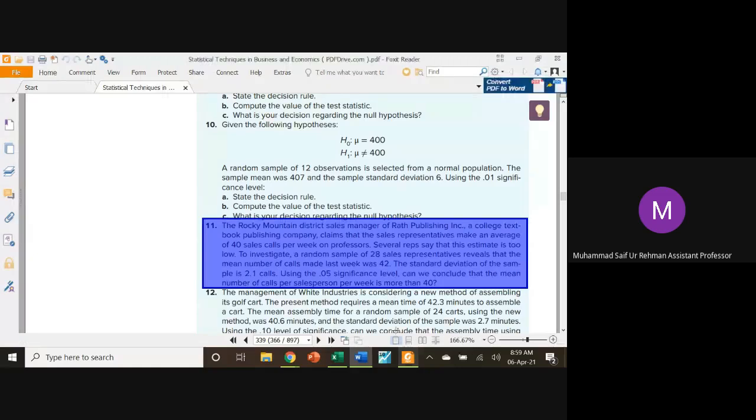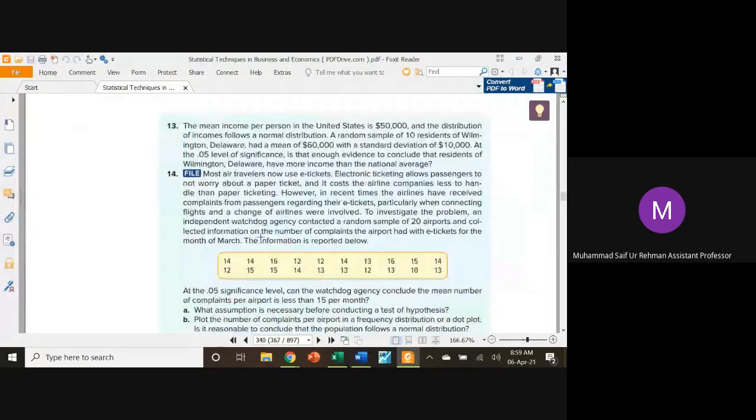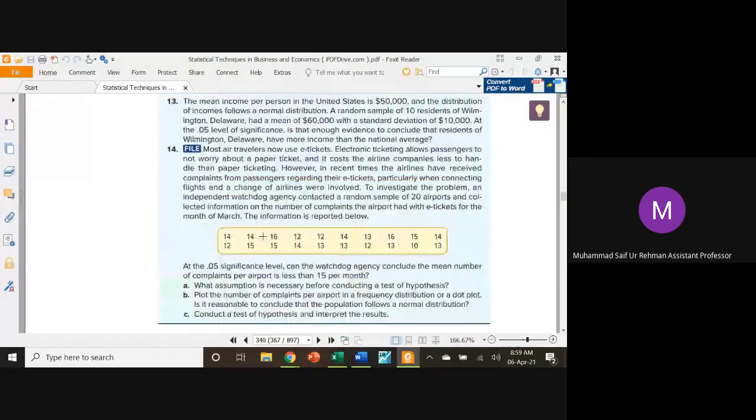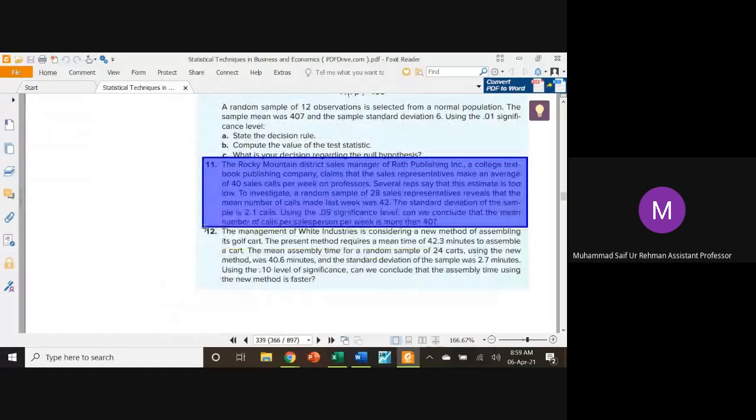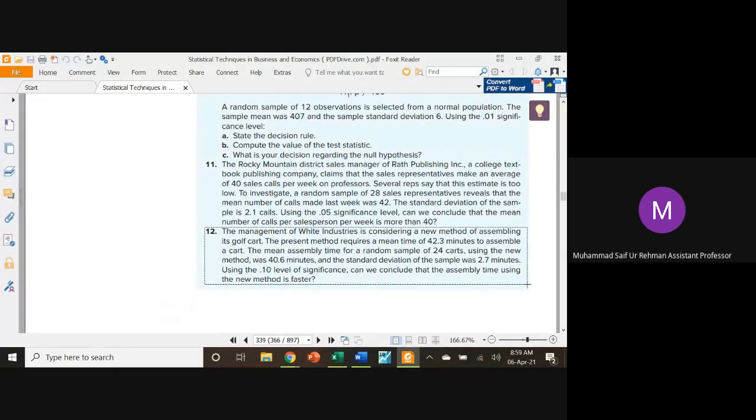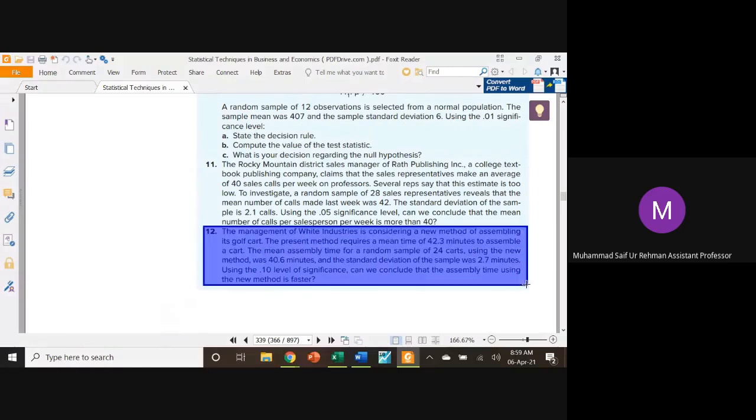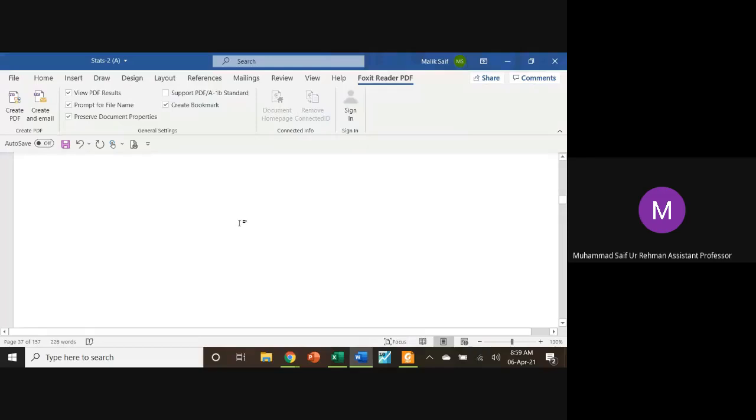Then there comes question number 12 and question number 13, 14. So we may solve a few more questions quickly. Let us solve question number 12. So here there is some trick in solving question number 12. Let us see how we will solve this question.